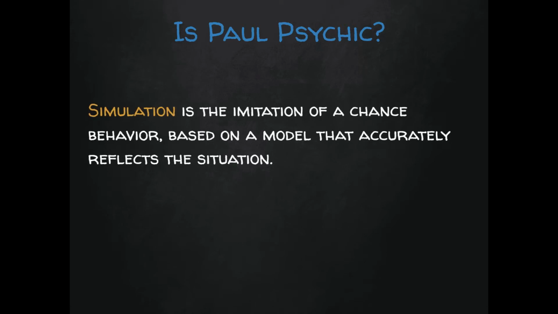So we're going to run what's called a simulation. And a simulation is the imitation of chance behavior based on a model that accurately reflects the situation. So in essence, we're going to mimic the situation, assuming it was purely chance that Paul picked these, and see what the probability of Paul's outcome was.